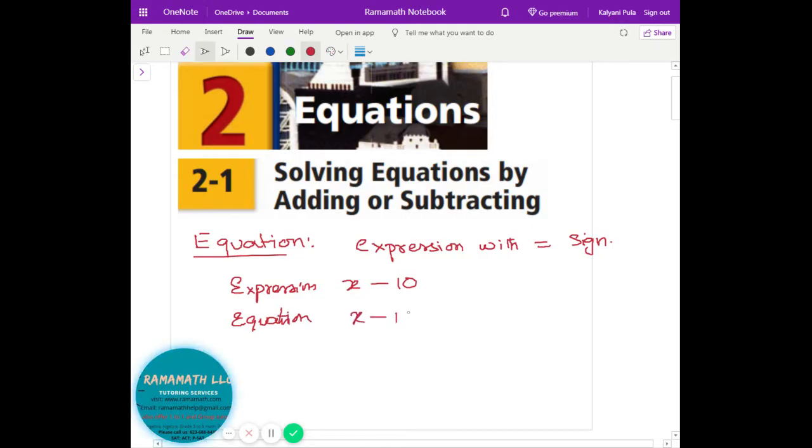And then what I write is x minus 10 equals some number. Then this is an equation. This is an expression. Does that make a difference? An expression doesn't have an equal sign. An equation does have an equal sign. So that's the only difference between the expression and the equation.